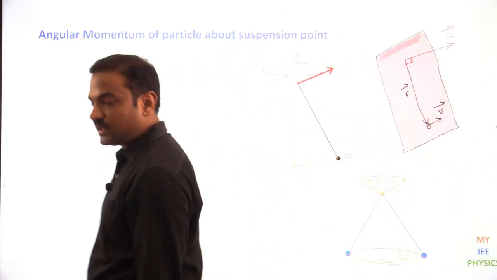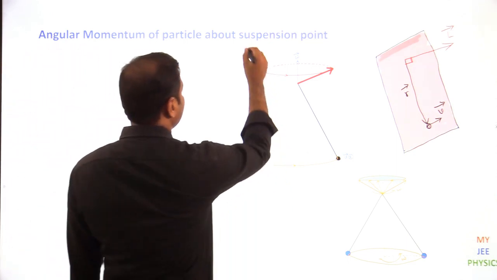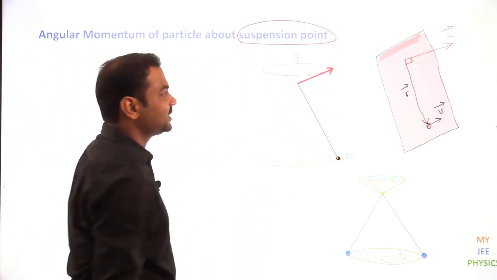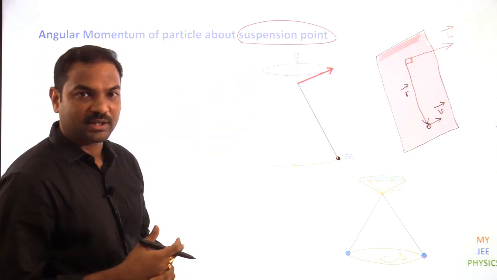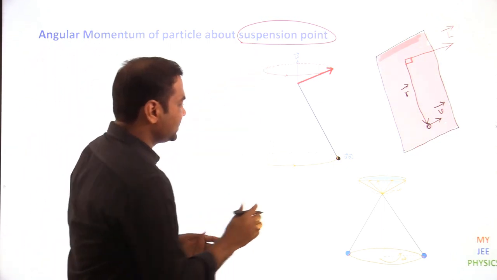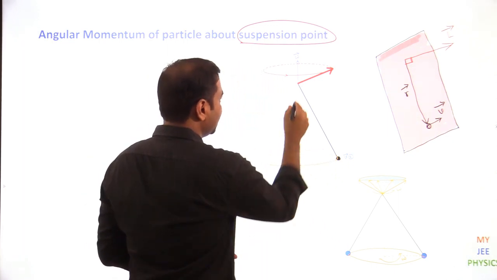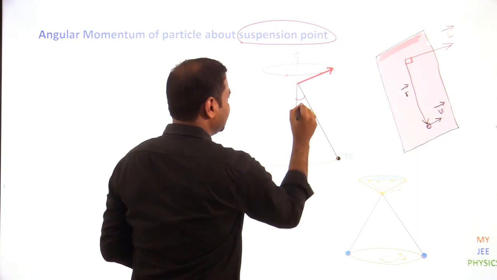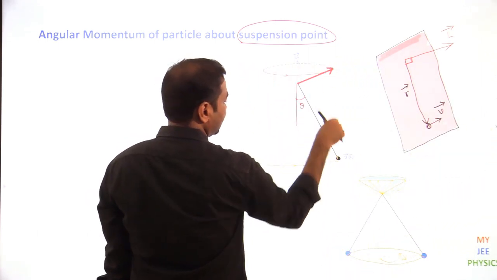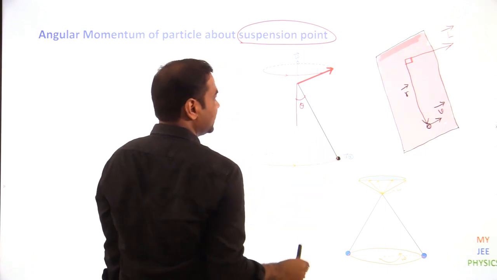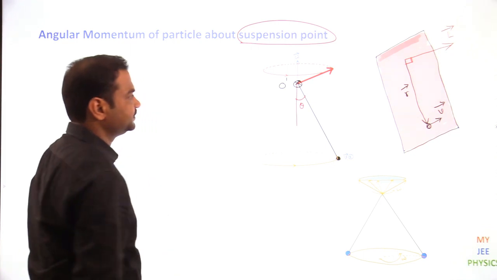Okay, so next is an important idea, called angular momentum of a particle about the suspension point. This is an important idea, and on this you get questions in Advanced also. Now this is the particle going in a circular path, the collision pendulum. It makes an angle theta here. This we know already, right? Now about what point is required? About point O dash is required.